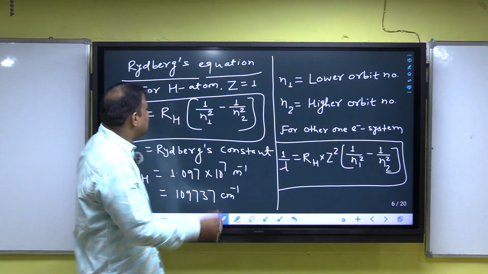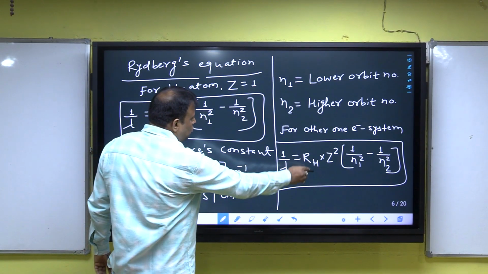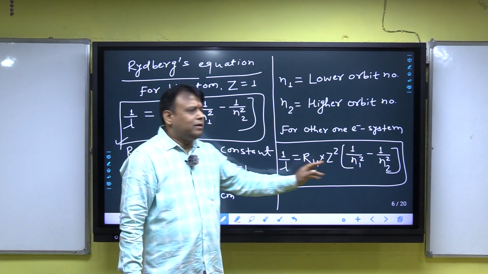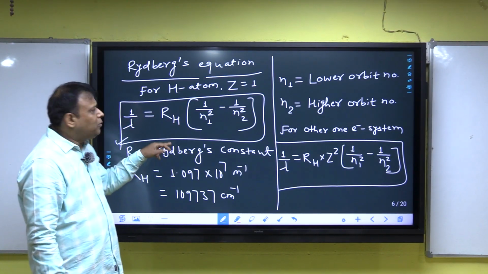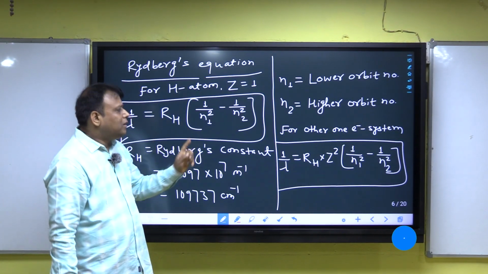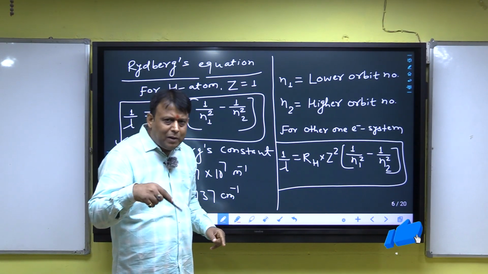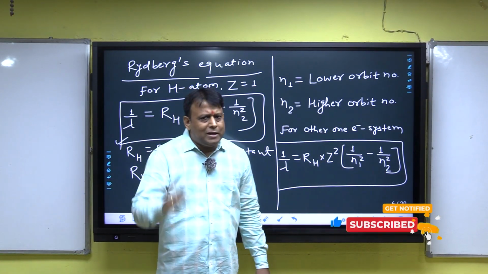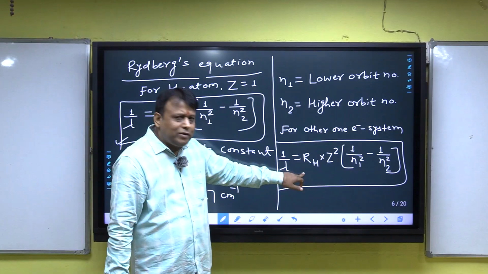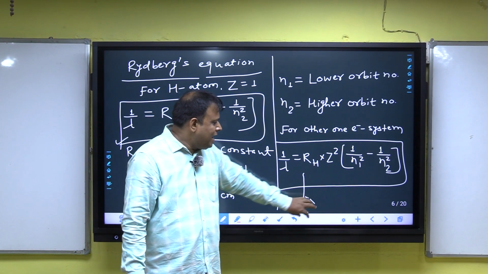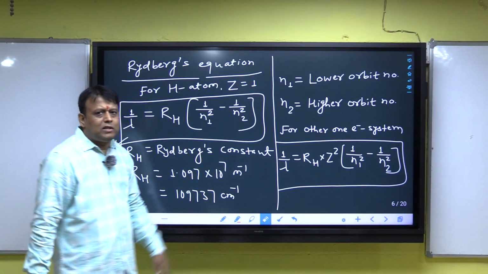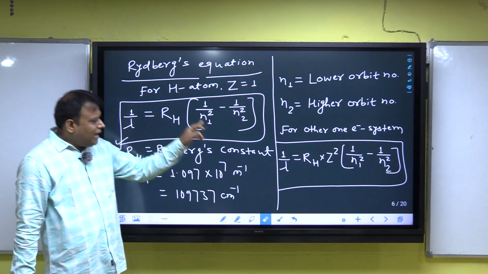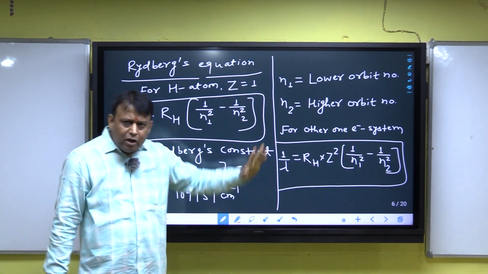For other one-electron systems, the Rydberg equation is 1 by lambda equal to RH into Z squared. Why not Z square in the hydrogen formula? Because for hydrogen Z is equal to 1. But for other one-electron systems, that means He plus, Li double plus, Z matters. For He plus, Z is equal to 2, and for Li double plus, Z is equal to 3. This is the Rydberg equation for other one-electron systems and for the hydrogen atom. RH is the Rydberg constant, the value is given, N1 is the lower orbit number, N2 the higher orbit number.